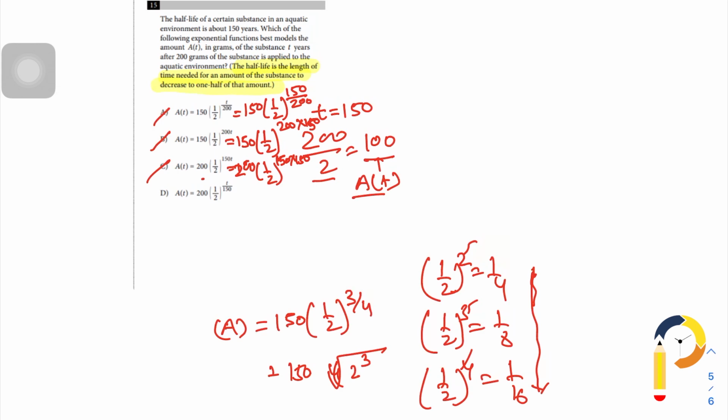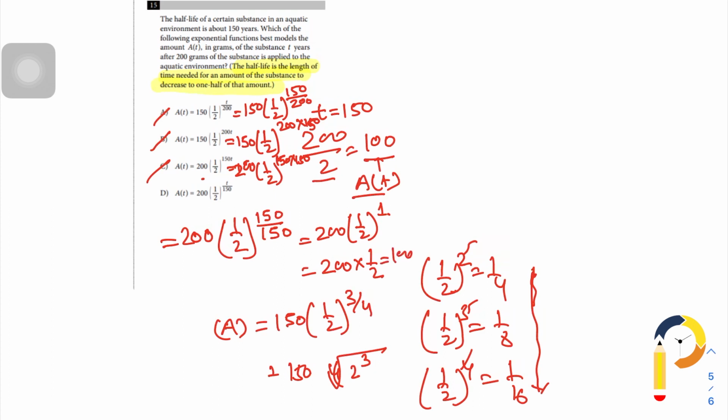And when you see D, what is it? 200, 1 by 2, and t is 150. We are plugging in 150 divided by 150. This is 200 times 1 by 2 to the power 1. So this becomes 200 into 1 by 2, which is 100. We are getting the same as what we got using the half-life, right? So D is giving us the same 100. So D is the answer, right?